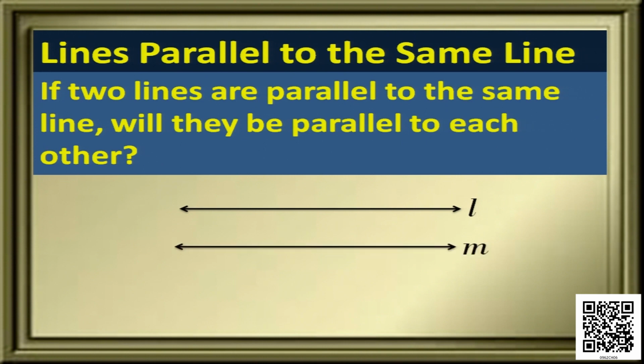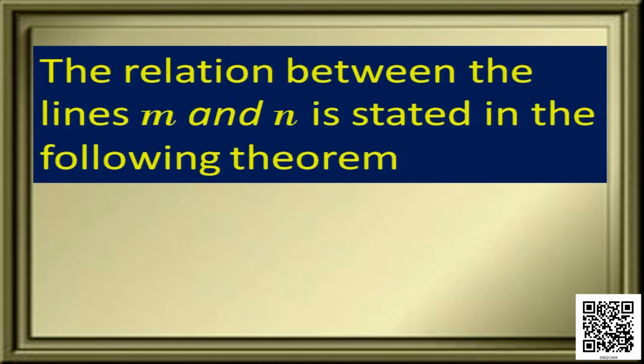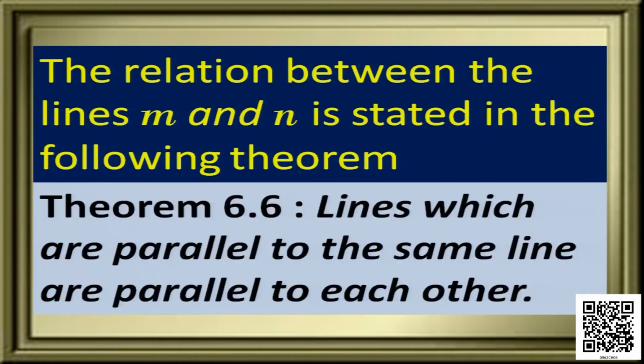Let's draw two lines, M which is parallel to L, and another line N which is also parallel to L. Then will M and N be parallel? So what is the relation? As we discussed now, the relation between the lines M and N is stated in the following theorem. What does this theorem state? Lines which are parallel to the same line are parallel to each other.